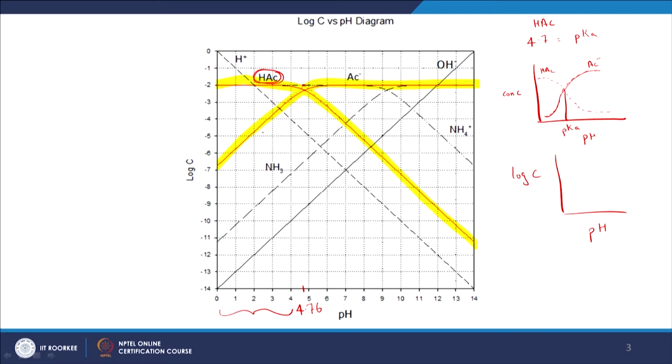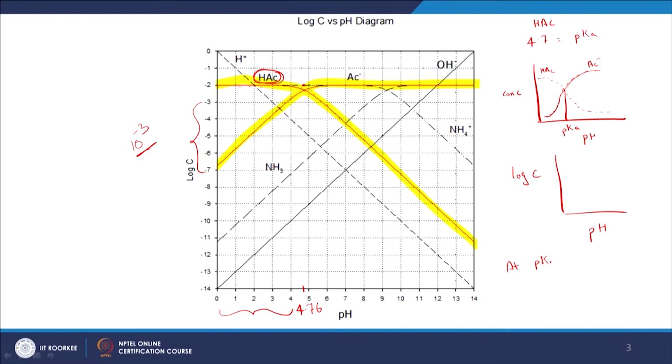As you keep increasing the concentration, though, there is a slight increase in Ac minus. Though it looks like there is a considerable increase, keep in mind this is just log C and negative here. So the change is 10 power minus 3 or so, which is relatively minimal. Most of it is in HAc, and Ac minus keeps increasing, and then at pKa, you will have those concentrations be equal. At pKa, the concentration of HAc will always be equal to the concentration of Ac minus. The pKa for this particular acid is 4.76, and that is what you would see here.